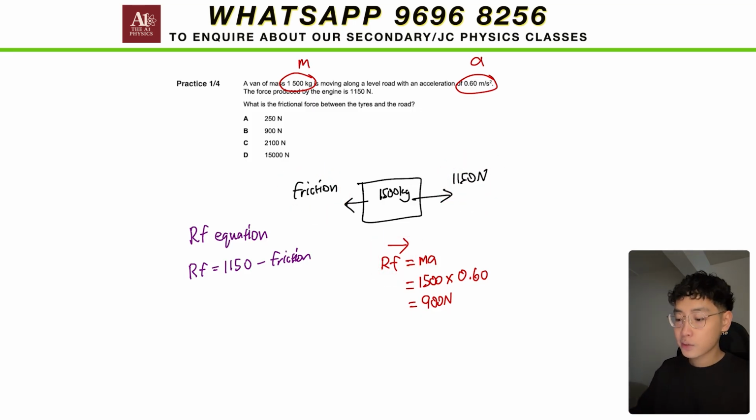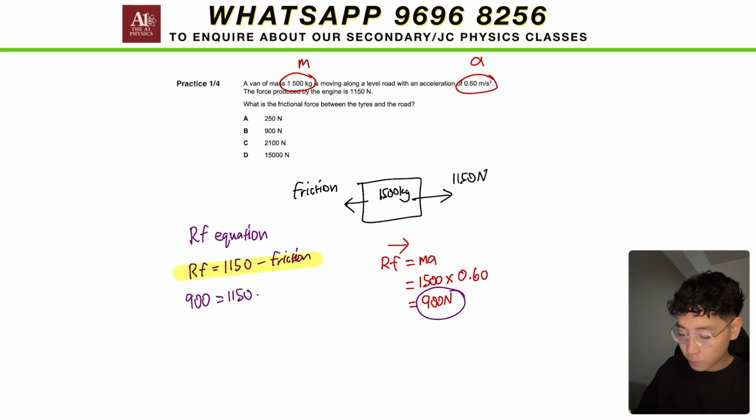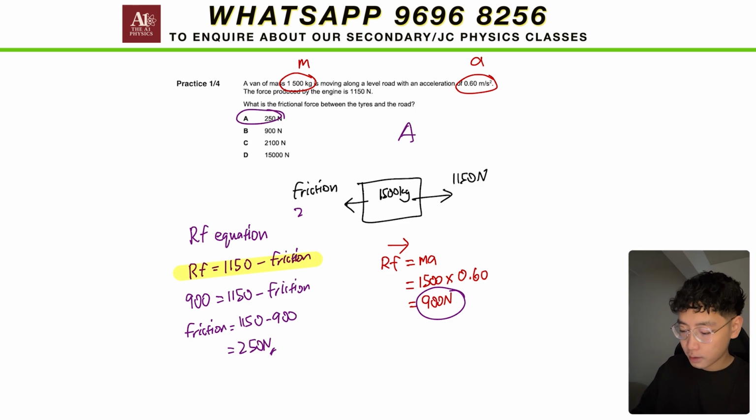And that's really the key to solve these questions. You want to be able to form this equation over here. In the next few questions, I'm going to keep repeating this, but the main idea is that you want to form your resultant force equation properly. So now we can say that 900 equals 1150 minus friction, and solving this equation we get friction equals 1150 minus 900 equals 250 newtons. So the answer for this question is A.